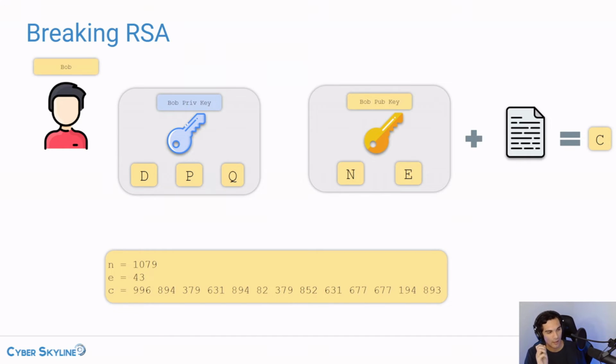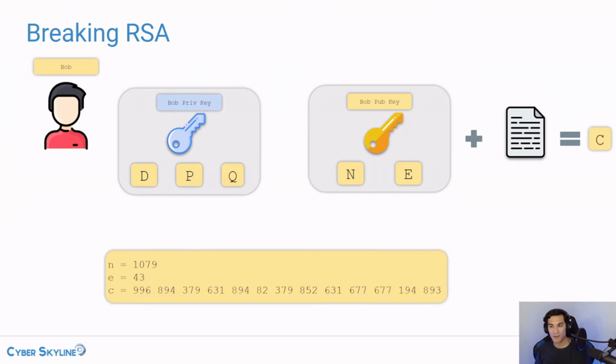And an attacker would also have N and E. Why? Because Bob's public key is N and E. So Bob is publicly advertising to the world, here's my public key, here's my N, and here's my E. And so when Alice sends Bob a message, an attacker will be able to obtain N, E, and C, these values. This is 100% intended in the threat model of RSA. All of that information is meant to be public.